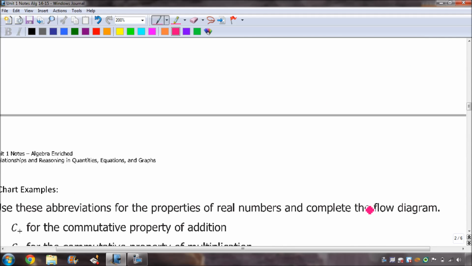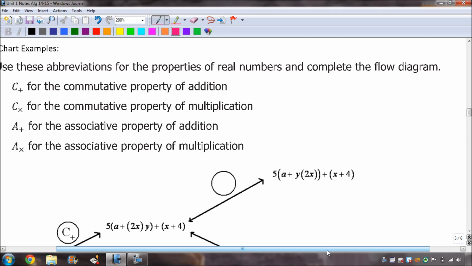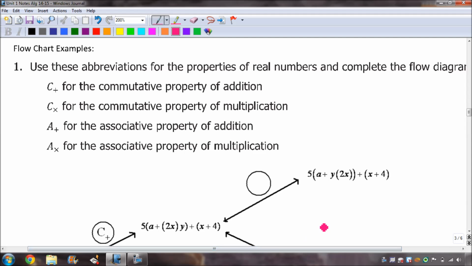Okay, so now we're going to be looking at how can we apply this information to something called proofs. But before we talk about proofs, we're going to talk about flowcharts.